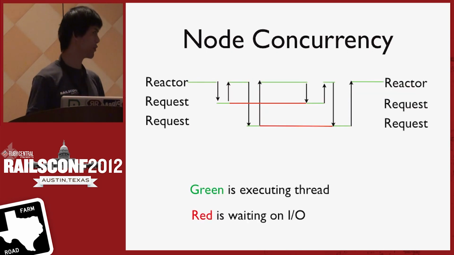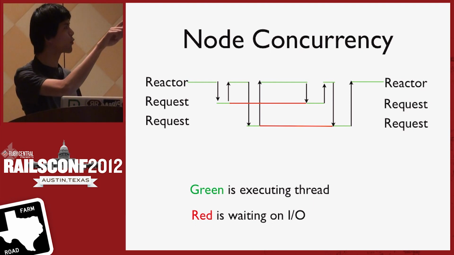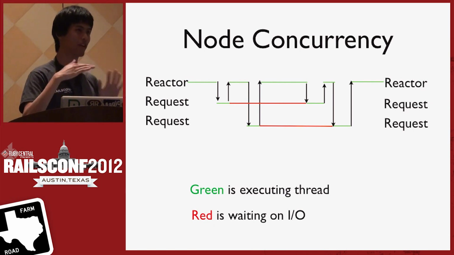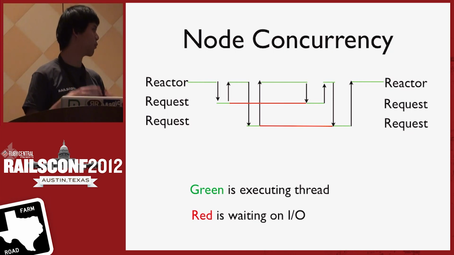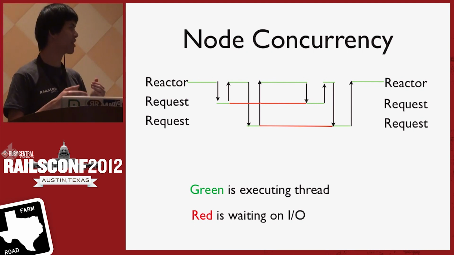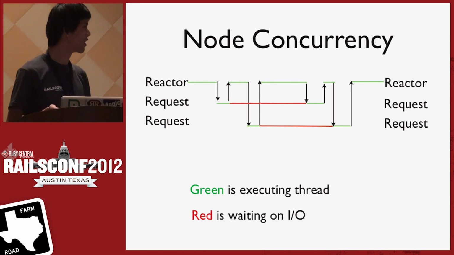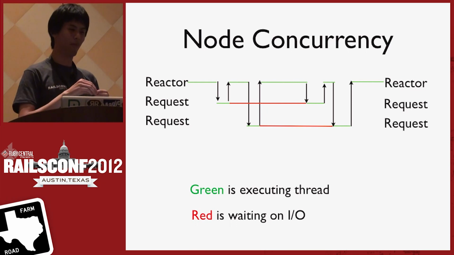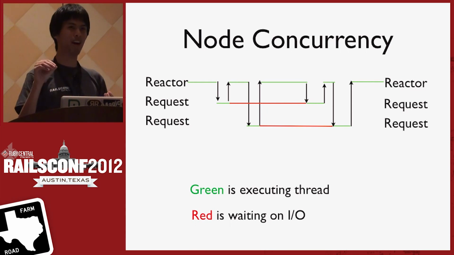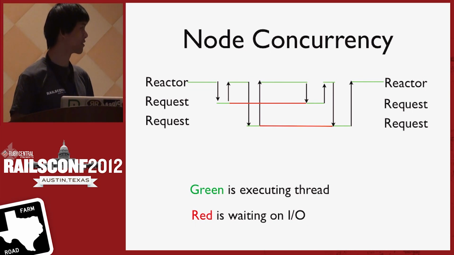And if we were the CPU, what this would look like is first we would start Node, which is the top green line. And that's the reactor running. Then when the first request comes in, we do a little bit of processing. But because all we're doing is registering callbacks, that action completes almost immediately, and we're back into reactor land.